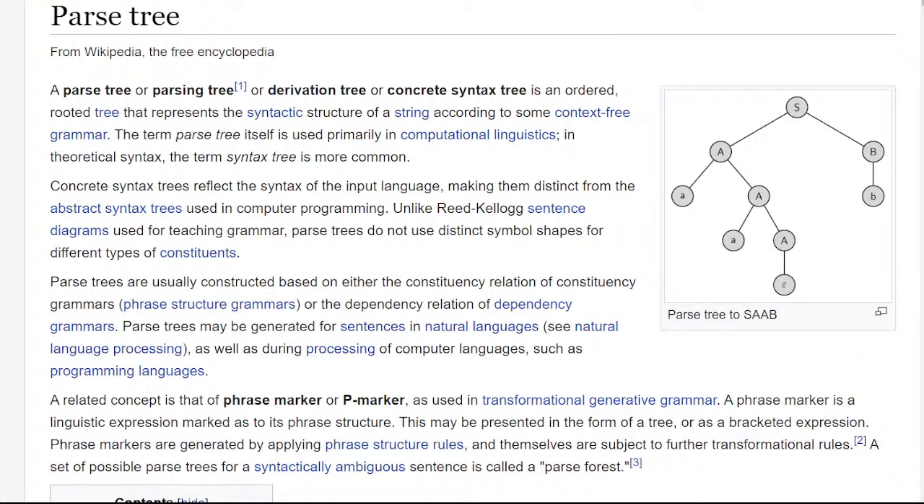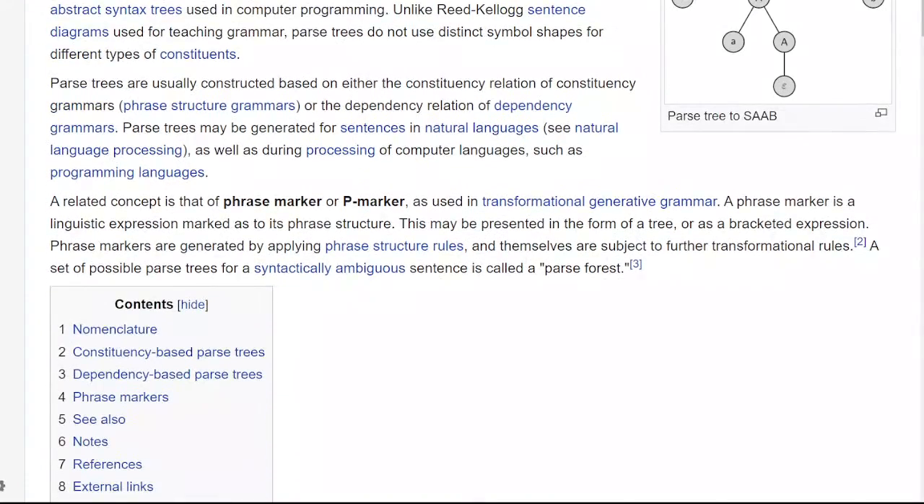This is what linguists call a group. Oh, parse tree is what linguists call a single thing, and then they call a whole thing a parse forest. And isn't that just adorable? A parse forest. So what is a parse tree?